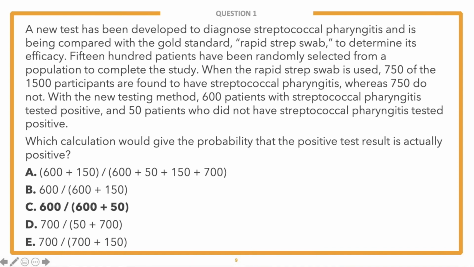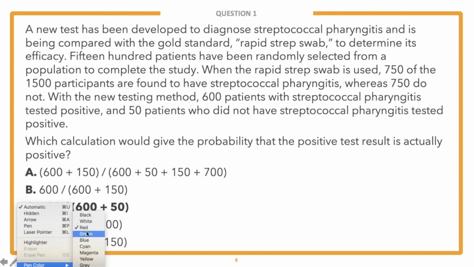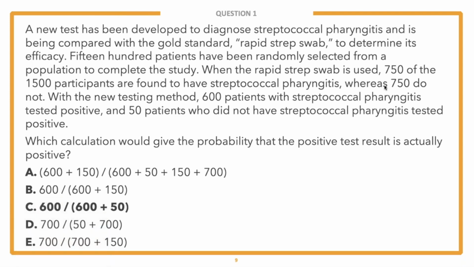So as we look in this question here, 600 patients who tested positive for strep actually have strep. So that would be our true positive, right? That's the first step. We got our true positive. So the top number has to be 600. Right, the formula is true positive over true positive plus false positive. So we got 600 over 600 plus.